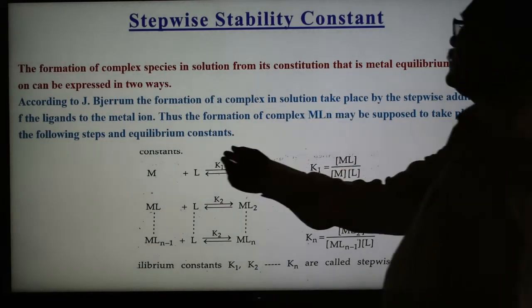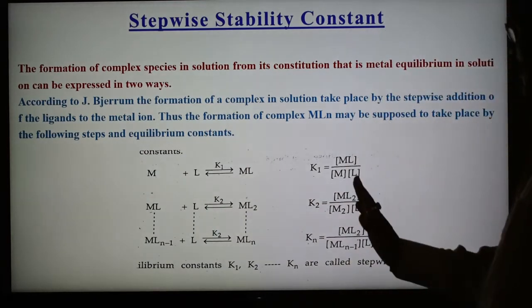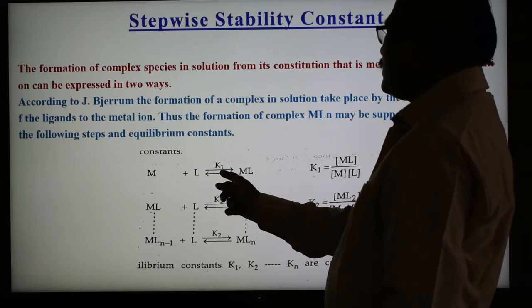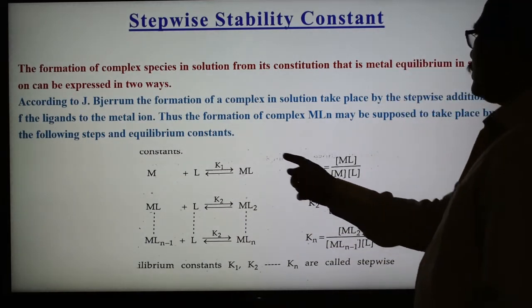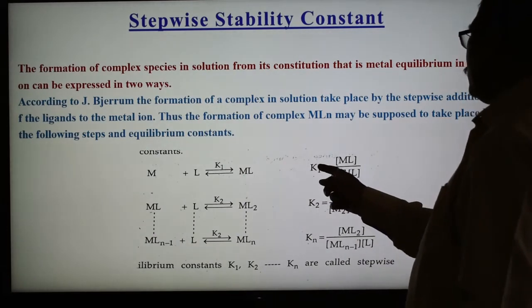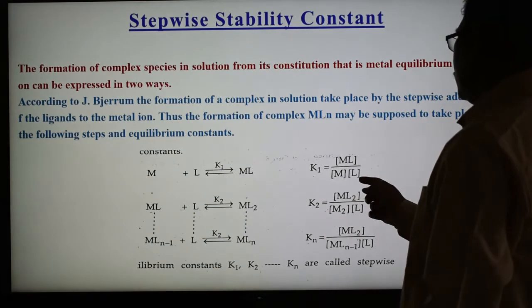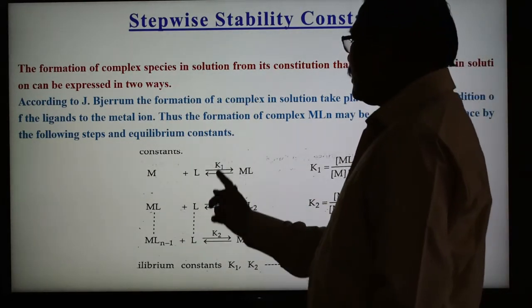So this is the stepwise stability constant, where we add the ligand one step at a time. Here metal M plus ligand L gives the complex ML, and K1 is the stability constant. K1 equals the concentration of the product ML upon the concentration of metal and ligand. So this is the first expression. Now take this ML and add another ligand.